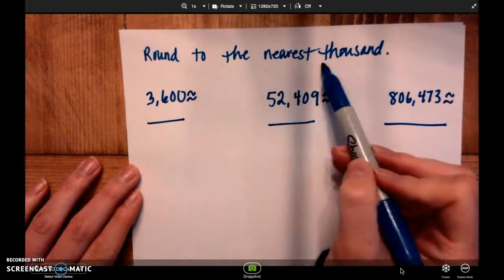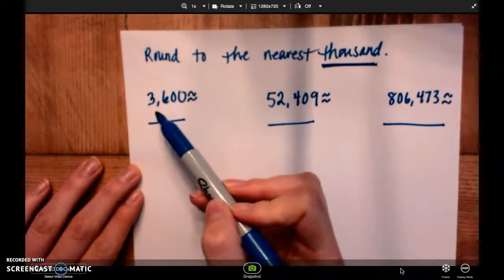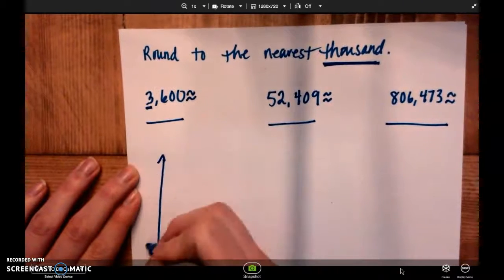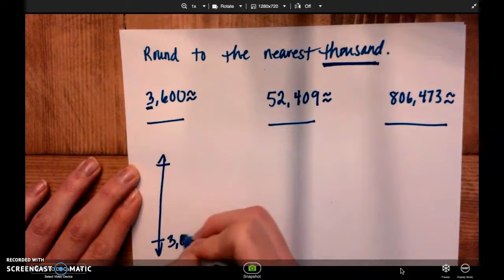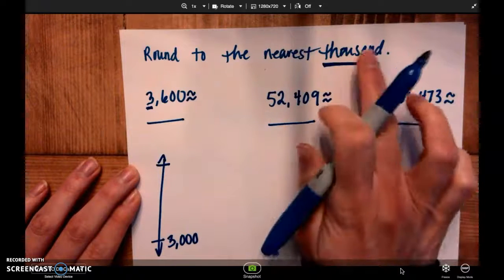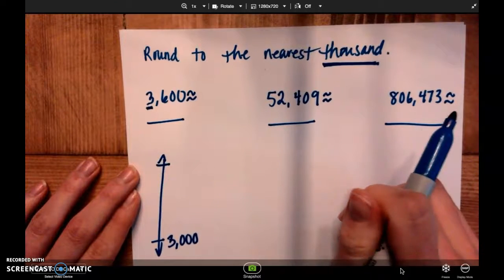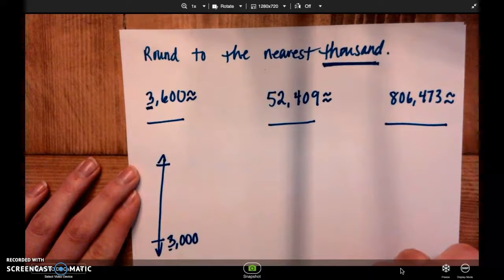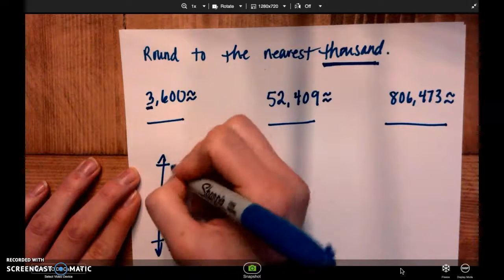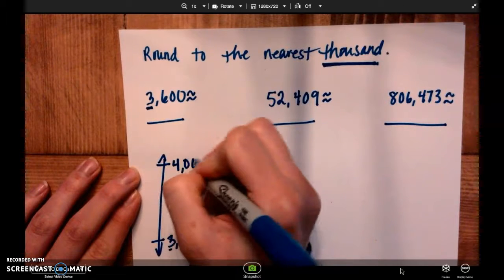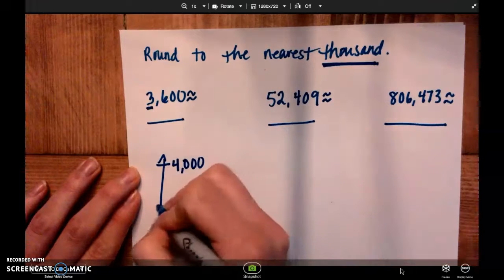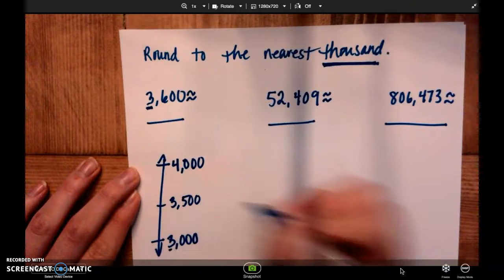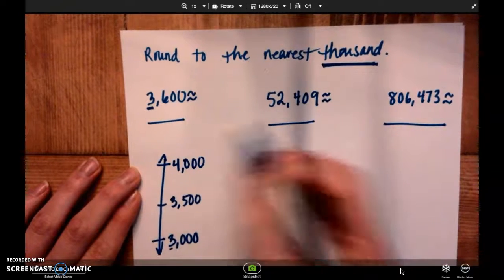And the first thing I need to ask myself is what digit is in the thousands place? And I can see that this 3 is in the thousands place. So right away, I know my bottom benchmark number is 3,000. Then, since I'm rounding to the thousands place, I can say in my head, what is 1,000 more? Well, I know this 3 is in my thousands place, so 1,000 more would be 4,000. Now I need to ask myself, what is my midpoint? And I know halfway between 3,000 and 4,000 is 3,500.